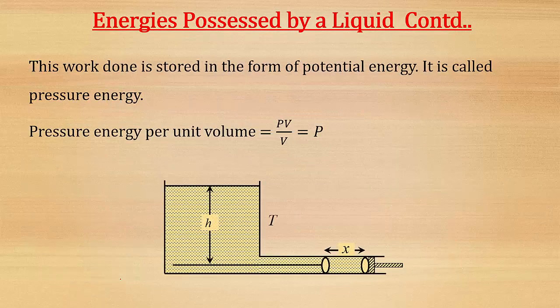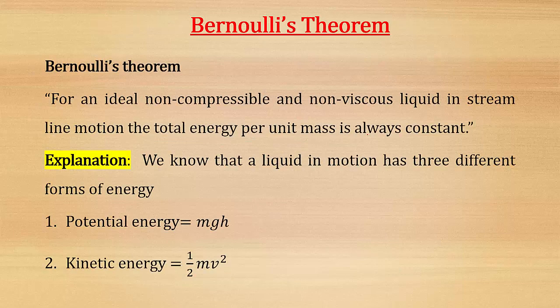Now come to the work done stored in the form of potential energy. That work done stored in the form of potential energy is called pressure energy. So pressure energy per unit volume means PV divided by V. V will get cancelled, we got P. So this is pressure energy per unit volume. Per unit volume, pressure is P. Based on that, we go for Bernoulli's principle.